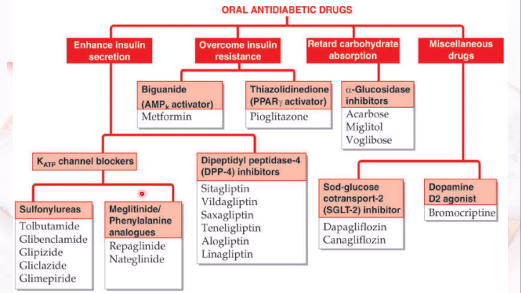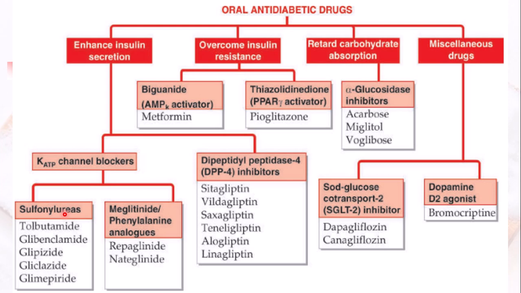These are also insulin secretagogues, and their mechanism of action is similar to the sulfonylureas. They also block the ATP-sensitive potassium channels and cause depolarization. Then the voltage-gated calcium channels open, resulting in a calcium influx, which triggers insulin release. So the mechanism of action of the sulfonylureas and the meglitinides is basically the same, right?